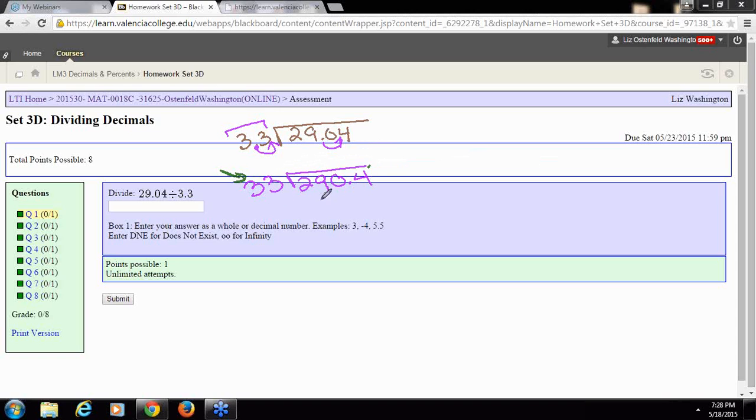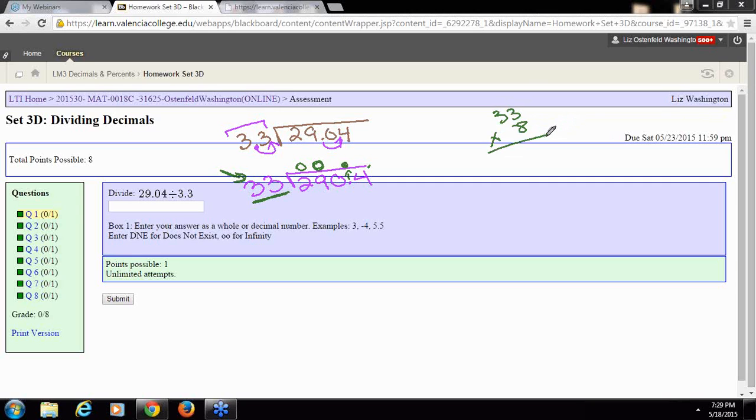So now, before I get started, I like to always go ahead and put the decimal that's in the problem, just go ahead and put it up in the answer, so you don't have to try and figure out where it goes later. And next, I'm going to start asking myself, how many times does 33 go into 2? Well, 33 does not go into 2. How many times does 33 go into 29? Well, nope, doesn't go into 29. How many times does 33 go into 290? Now that I can do. So I'm going to estimate. I think that 33 goes into 290 about 8 times.